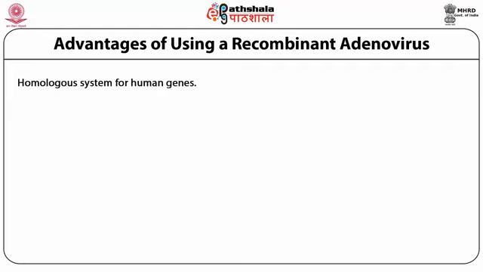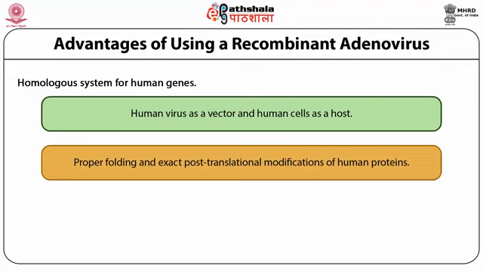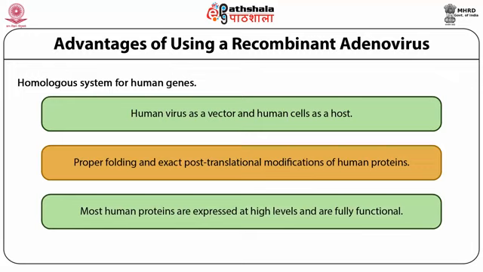Another property is the homologous system for human genes. This means a human virus as a vector and a human cell as a host can be used while using these vectors. Proper folding and exact post-translational modifications of human proteins are there. In many vectors we don't have these post-translational modifications, and this is a good point of this vector, that we have exactly the same proteins which we want to produce. Most human proteins are expressed at high levels and are fully functional when we are using these vectors.